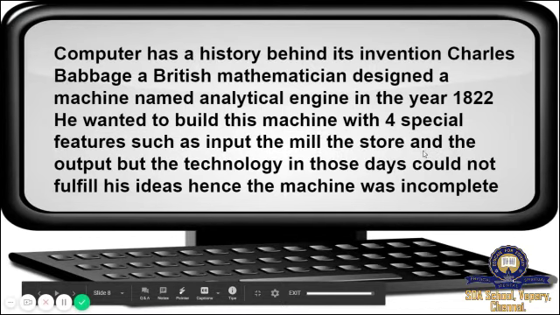While he invented this machine, it had only four features: input, mill, store and output. Only four features the machine had. The machine was called the analytical engine, not a computer. The name computer was given to the machine after a long time. But when he invented it in 1822, it was called the analytical engine. That was the old name of a computer.